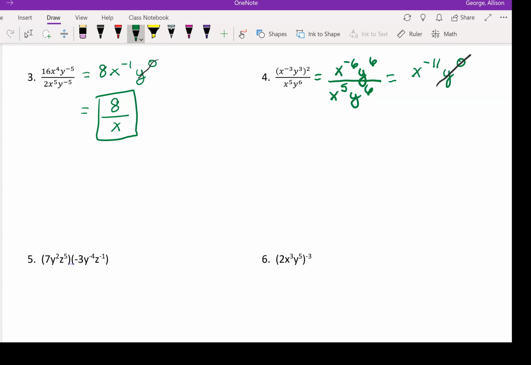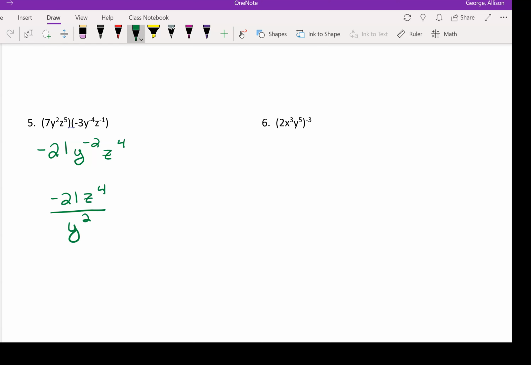So looking at this, it's pretty simplified. The only thing I have to deal with is that negative exponent. So that's going to have to move to the bottom. And we're going to end up here. Just as a quick reminder, the exponent rule for negatives applies to negative exponents, not negative whole numbers. So that negative 21 doesn't need to move. It's just going to chill. It has nothing to do with it.